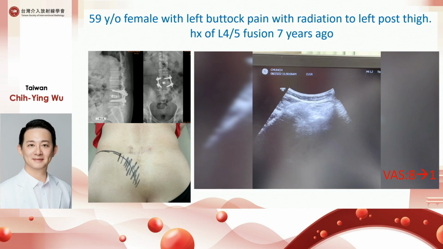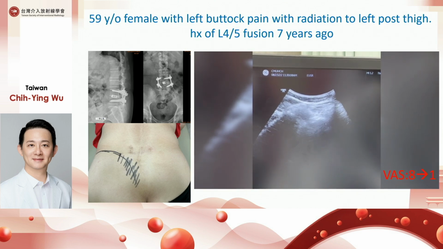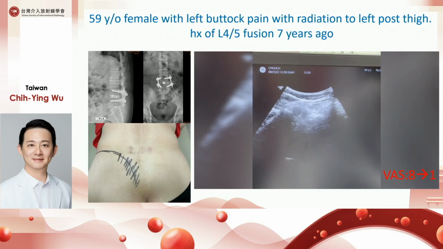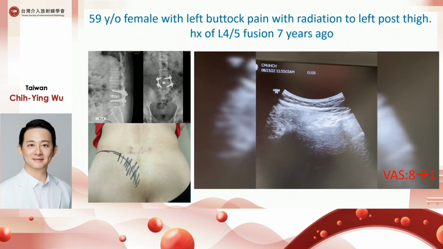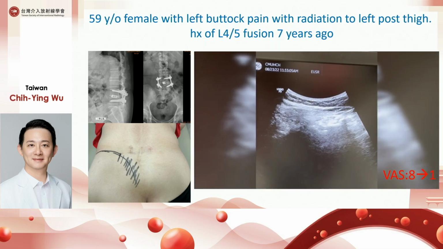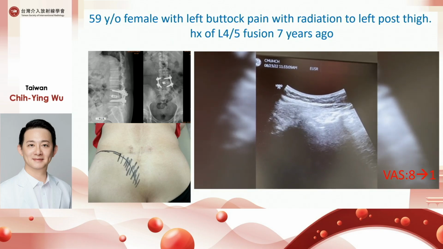This female has been suffering from left buttock pain for 1 year. She had a history of L4 and L5 fusion. Under the impression of SI joint pain, I performed an ultrasound-guided peri-articular injection, and she got much pain relief immediately. So SI joint pain is diagnosed.